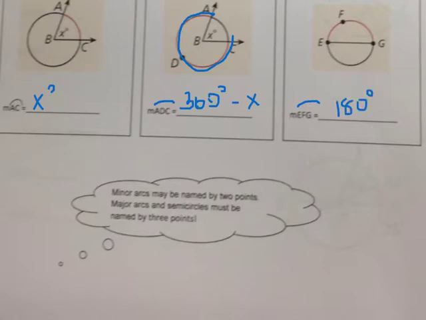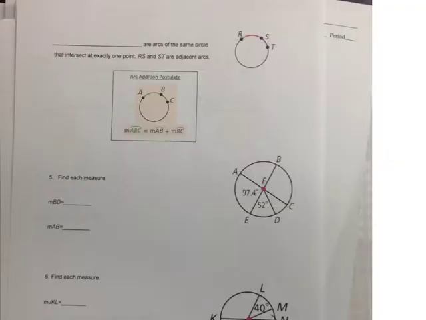So remember, minor arcs may be named by 2 points. Major arcs and semicircles must, it's not an optional thing, it's not right if you don't name it by all 3 letters. Must be named by 3 points.